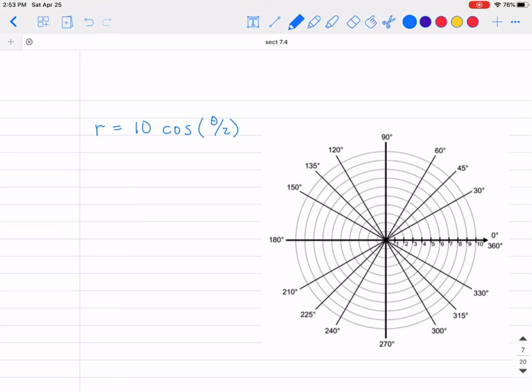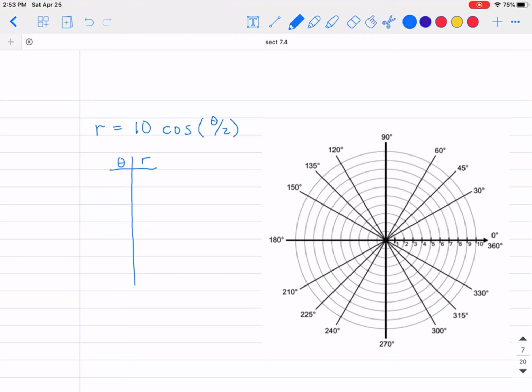Here, let's look at r is equal to 10 times cosine of theta over 2. Basically, the idea is: if your inside argument is not going to be a nice number, like 2 theta or 3 theta, but instead it's theta over 2 or theta over 3, what happens to the graph? Let's start by creating a chart, just like we did. So here is theta, and then here is r. This is definitely a better example to start on because it's similar to what we did earlier.